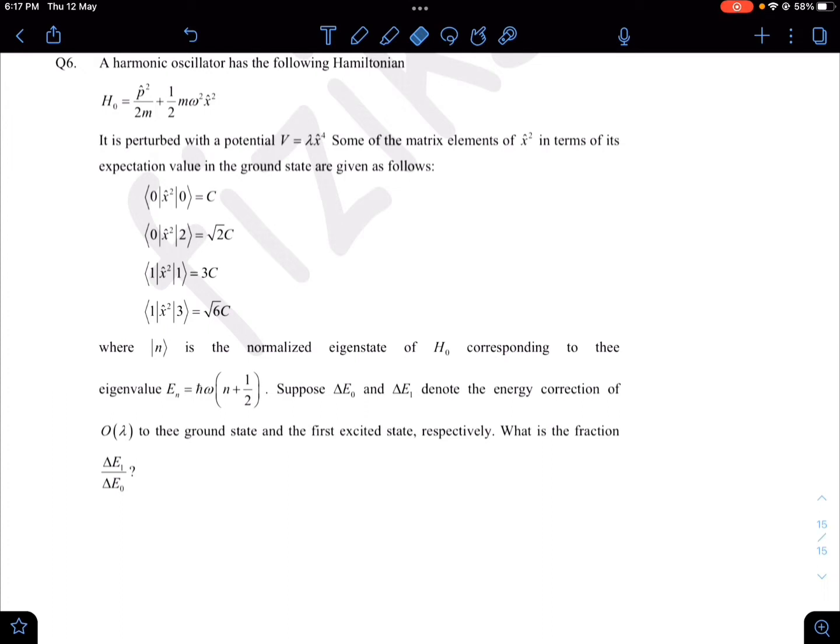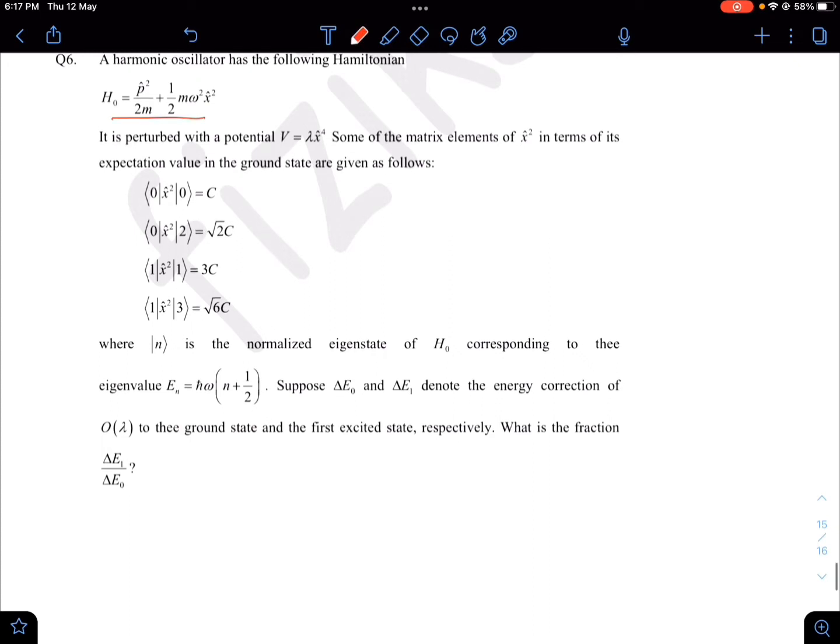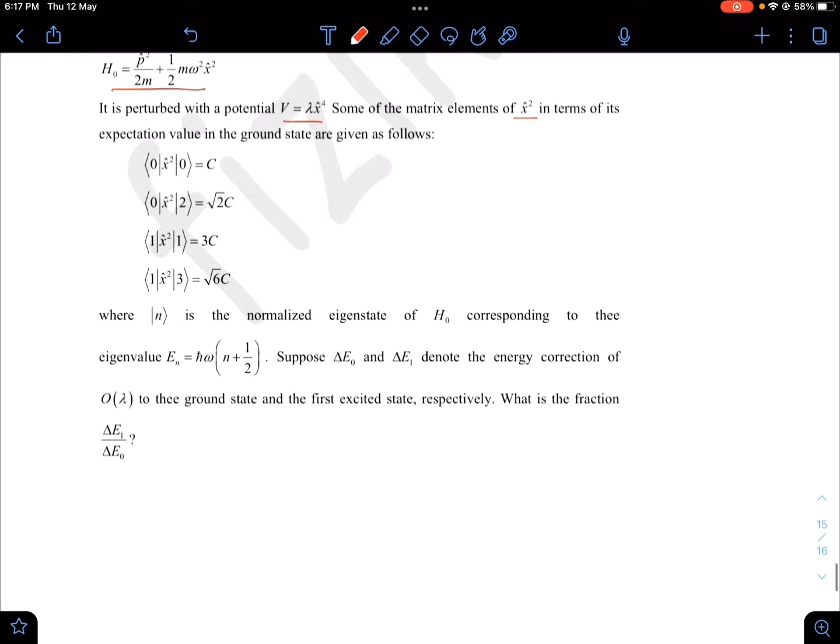So in this video we will solve more problems from quantum mechanics. So this is our first problem of today's lecture. The problem states that we have a harmonic oscillator that has the following Hamiltonian. This is a standard one-dimensional harmonic oscillator Hamiltonian. Now it is perturbed with a potential lambda x to the power 4. And we are given some of the matrix elements of x square in terms of its expectation value.